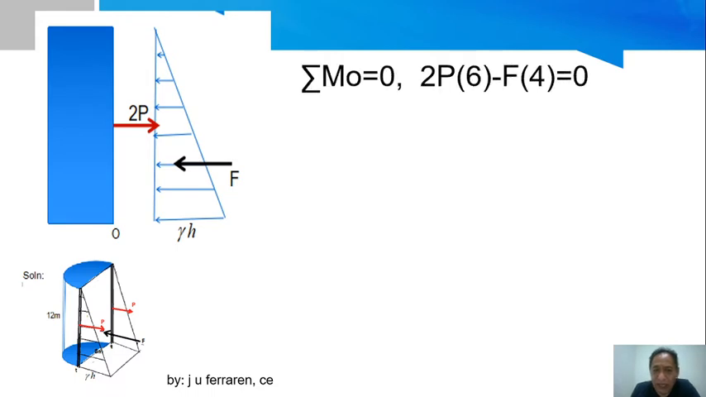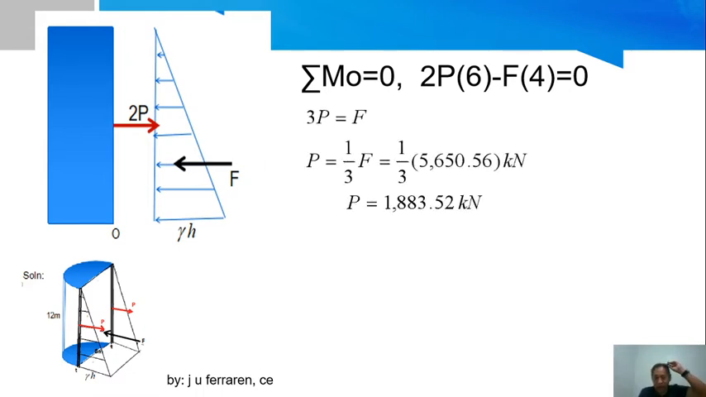So, if I take moment at O, my 2P has a moment arm of 6, and that is clockwise rotation. I have a counterclockwise moment of F, so F times a distance of 4. So I have to reduce by dividing with 4. This is 12 divided by 4. I have 3P equal to F. So my P is 1/3 of F. And if you get the value of your P, I arrive at the value.